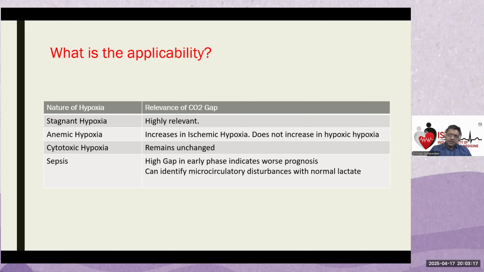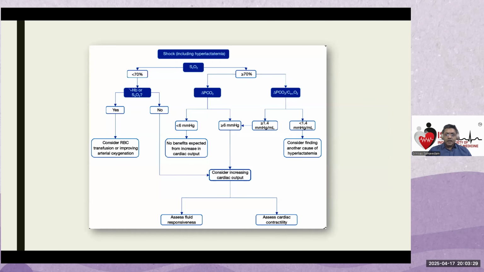In sepsis patients, a high arteriovenous carbon dioxide delta in the early phase would indicate a worse prognosis because it suggests microcirculatory disturbances with normal lactate. So if you have a patient who is in shock and you have an SVO2, which I described earlier, you have two situations: the SVO2 is less than 70% or the SVO2 is more than 70%.